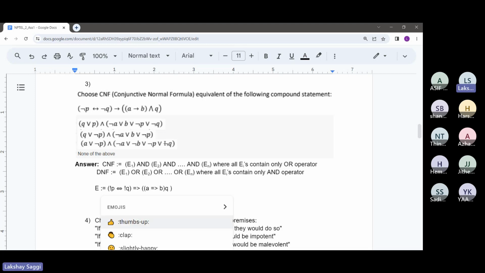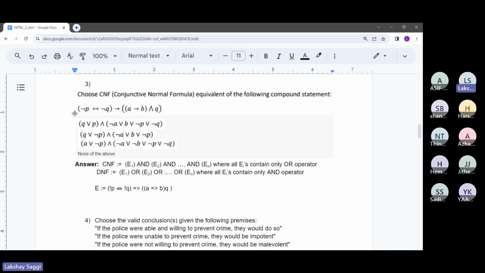And now I want to see which of these expressions, these three expressions, is actually equivalent to the compound statement. So let's just verify whether these three expressions are actually of the CNF form, conjunctive normal form.